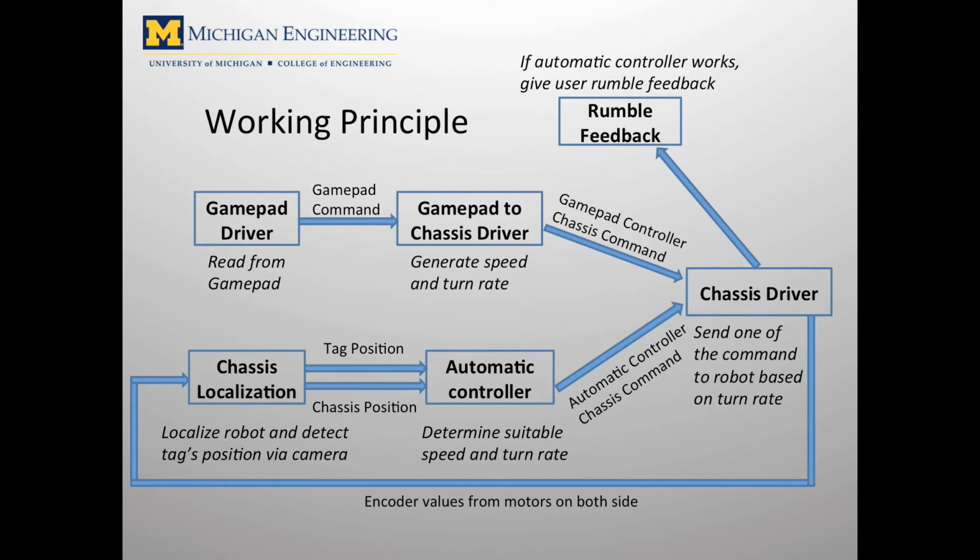Afterwards, the chassis driver code will receive both sets of turn rate and speed. The automatic controller will work when the gamepad's turn rate is not enough to avoid the obstacles. Finally, the robot will move based on the appropriate command and return encoder values as feedback. In the future, the gamepad and the automatic commands will be blended together in the chassis driver code to allow them to work together and save time.